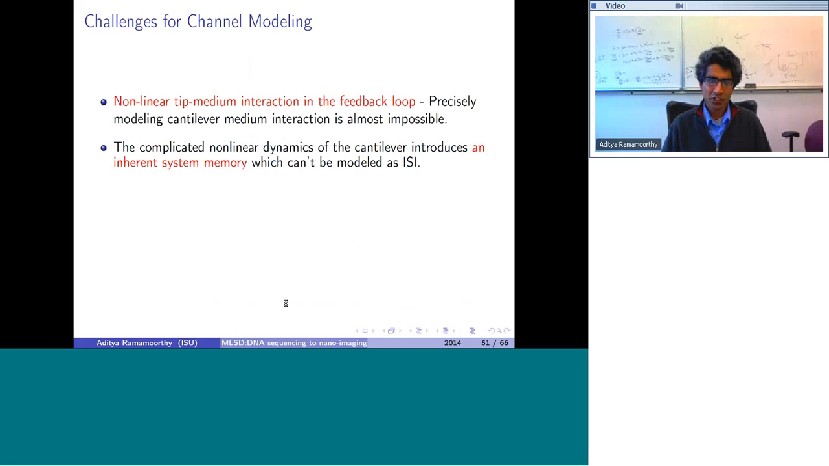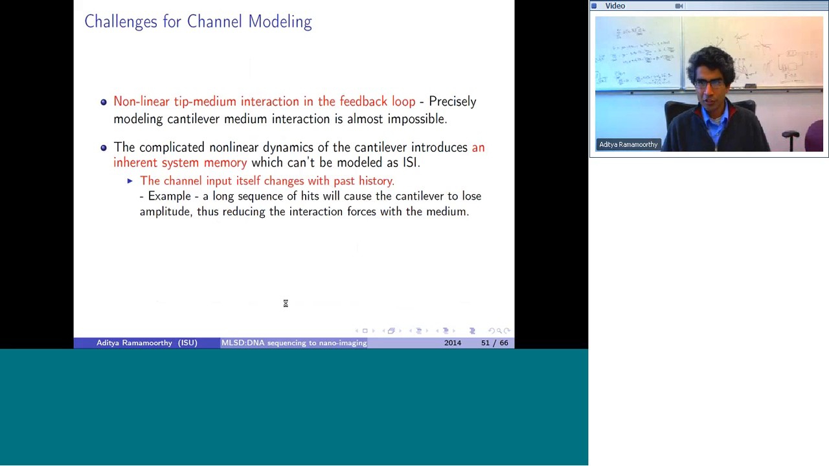are several challenges. There is this nonlinearity in the feedback loop, which is almost impossible to precisely model, and the nonlinear dynamics of the cantilever also introduces some inherent system memory. So part of it you can model as an intersymbol interference channel, but some of it you can't.